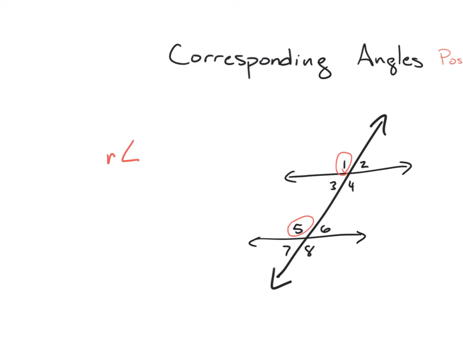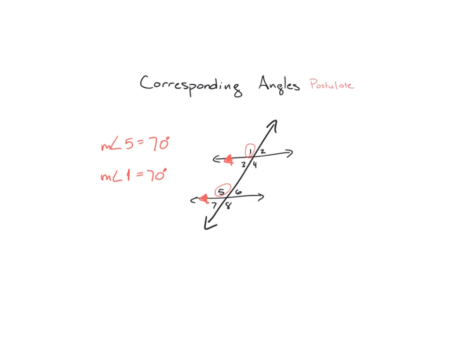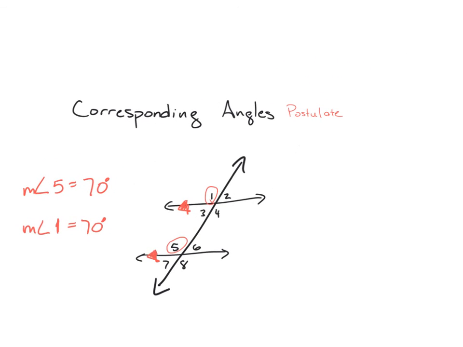So let's say the measure of angle 5 is 70 degrees, then the measure of angle 1 would also be 70 degrees. So corresponding angles, if they have parallel lines, I forgot to mark those parallel, okay? If they have parallel lines there, they are going to be congruent in every single case, and that's because of the corresponding angle postulate.